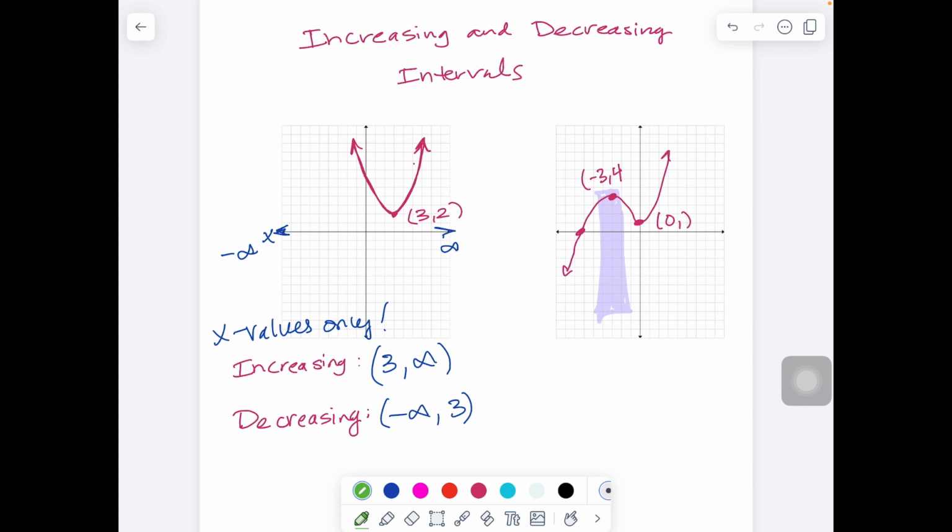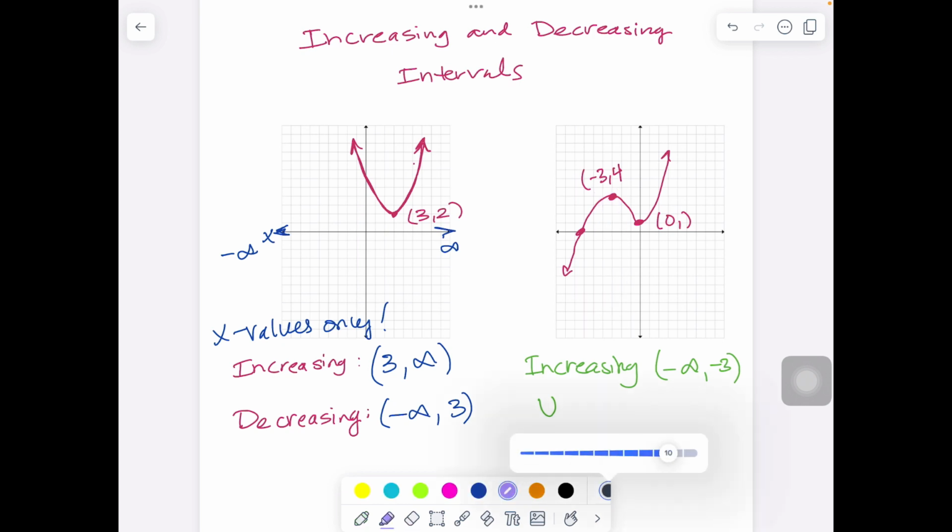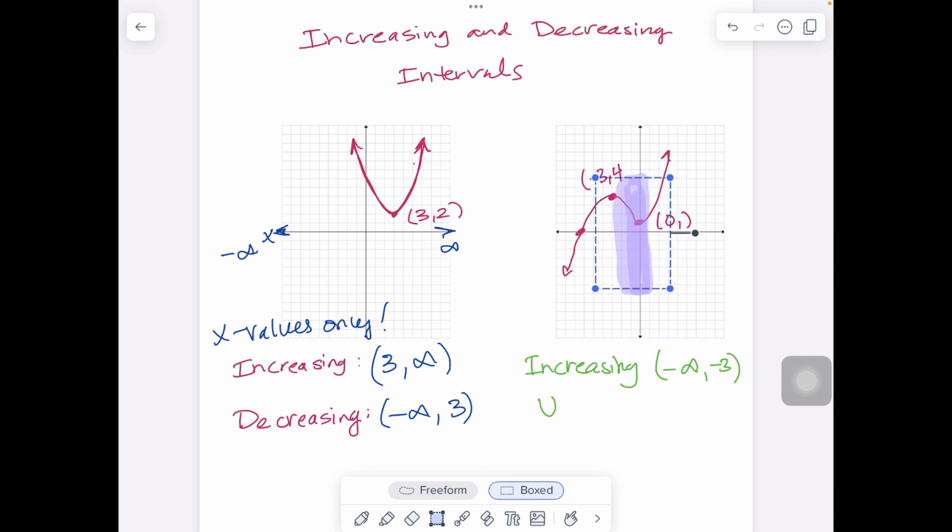So we're going to say this is increasing from negative infinity to negative 3. And then I'm going to use this union symbol because there's one more place where it is increasing. The other place where it's increasing is from here, from 0 all the way to positive infinity on the x's.